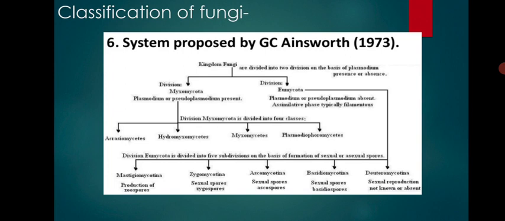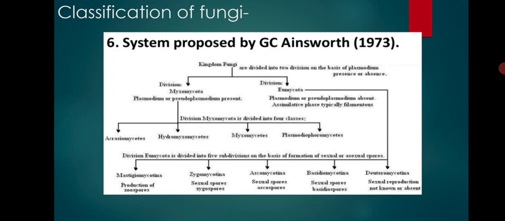Subdivision Mastigomycotina includes three classes: Chytridiomycetes, Hyphochytridiomycetes, and Oomycetes. Chytridiomycetes have zoospores with whiplash type flagella. Hyphochytridiomycetes have zoospores with tinsel type flagellum, and Oomycetes have biflagellate zoospores. Subdivision Zygomycotina includes two classes: Zygomycetes and Trichomycetes. Zygomycetes are mostly saprobic, and Trichomycetes are attached to the cuticle or the digestive tract of arthropods.